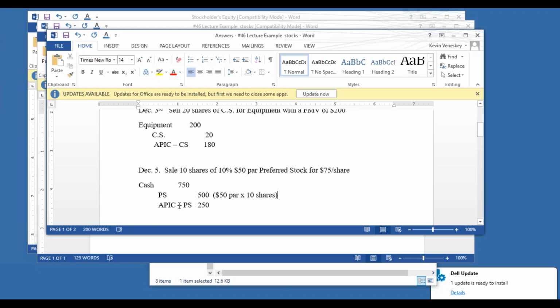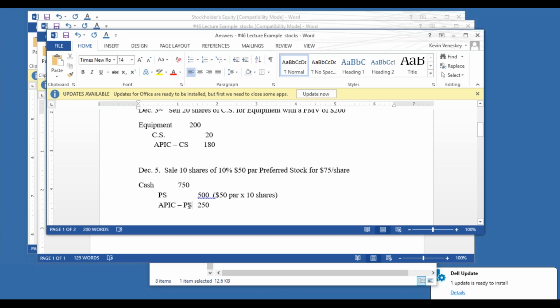And the rest goes into its partner account. We have an additional paid-in capital for our preferred stock. Notice it is a different additional paid-in capital. They're all in the same owner's equity section. It's kind of like having 2 or 3 different accounts payable. They're all in the liabilities, but we do keep them separate.